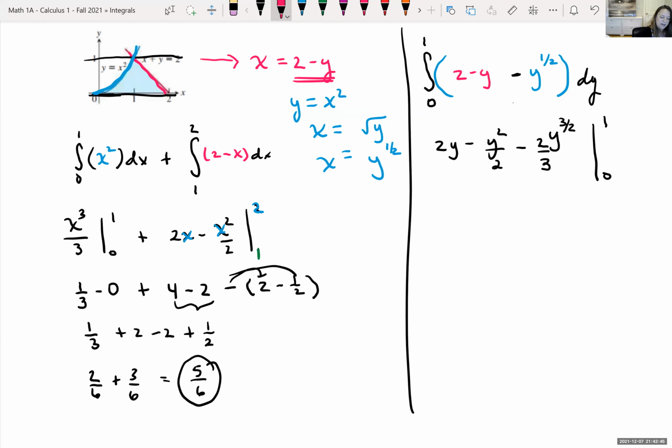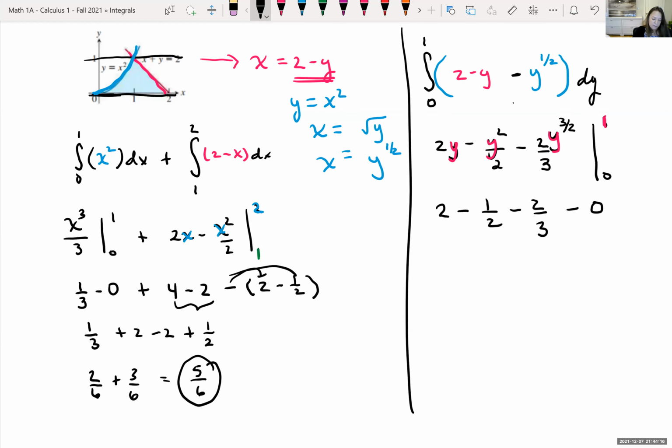Now wherever we see a y, we're going to plug in 1 first. So we have 2 times 1, which is 2, minus 1 squared over 2, which is 1/2, minus 1 to the 3/2 power is 1, so that will be minus 2/3. And if we now plug in 0 wherever we see the y, that would just be subtracting off 0.